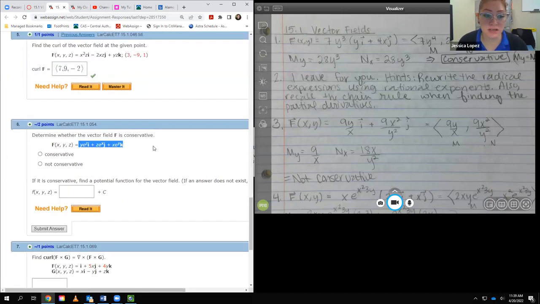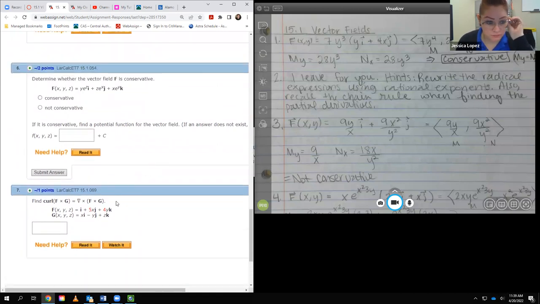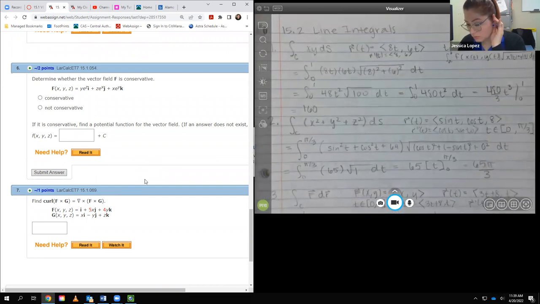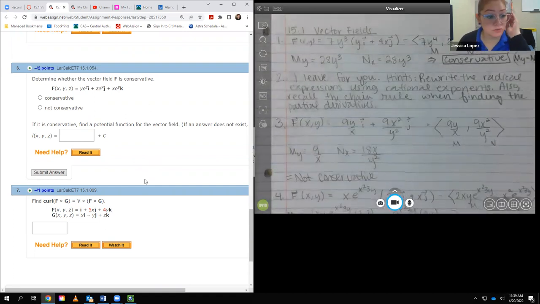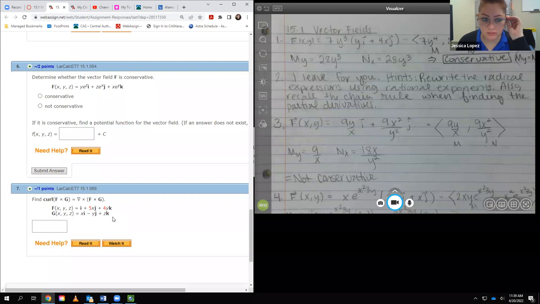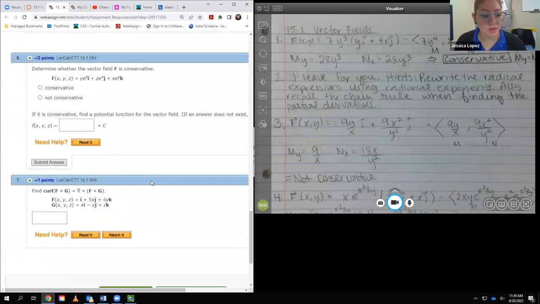Number six does not have anything in red, so I went right over that one. And then number seven we did here. Or actually, number seven I did not do. I didn't even see number seven. So I will actually do number seven in this recording, because I didn't do that one. I must not have scrolled down far enough to see that problem. Interesting.